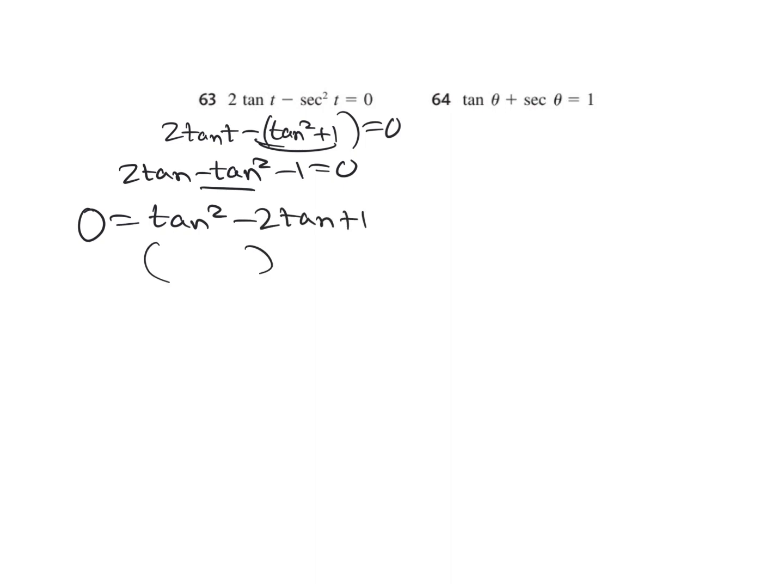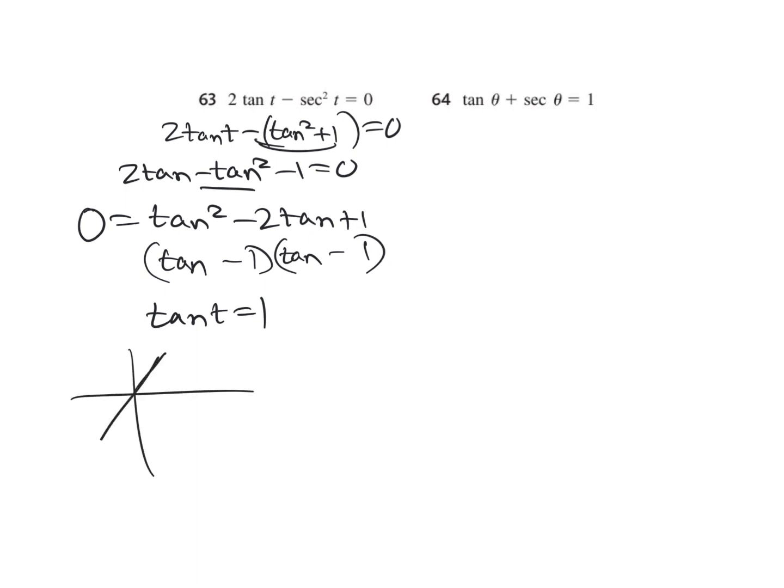Okay, so we factor tangent, tangent, 1 and 1, so negative, negative. So they're both the same thing. So where is the tangent of t equal to 1? Okay, at pi over 4 and 5 pi over 4.